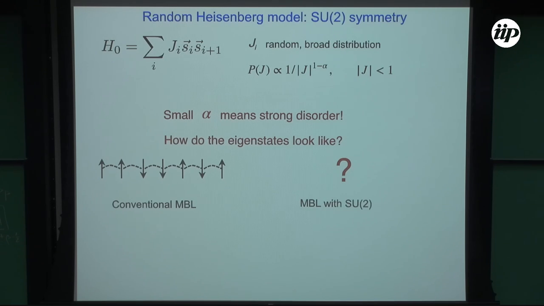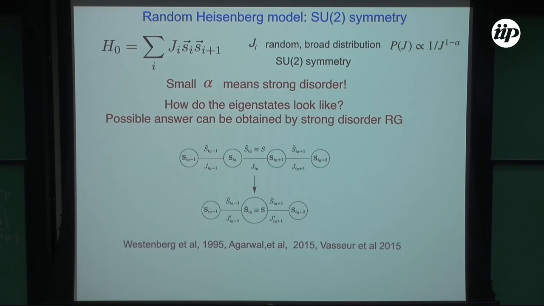So what then actually happens? The first question is that in conventional MBL, at very strong disorder, I have a very good picture of eigenstates. They are essentially just product states of spin up and spin down, dressed by some probably virtual corrections. So what is the corresponding picture here in the presence of SU(2) symmetry? A good guess for these approximate eigenstates is provided by what is called the real space renormalization group.